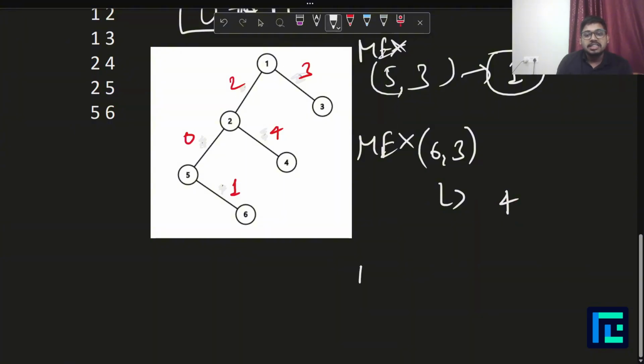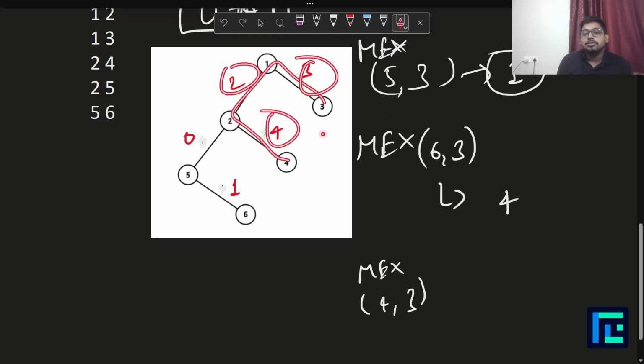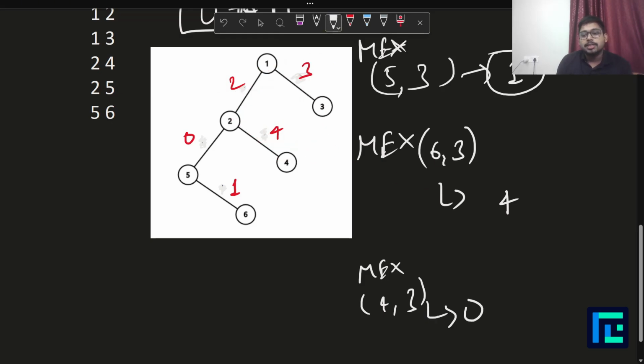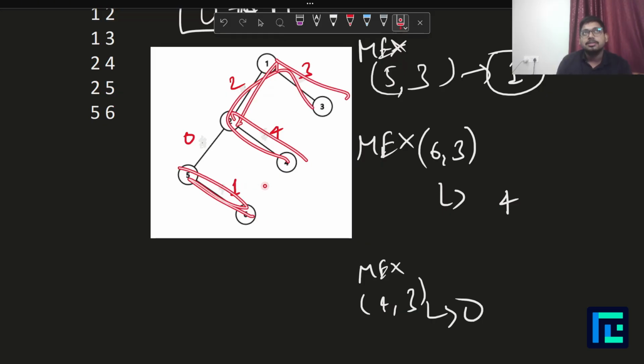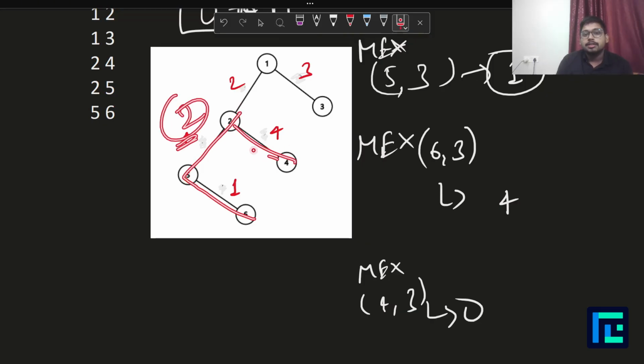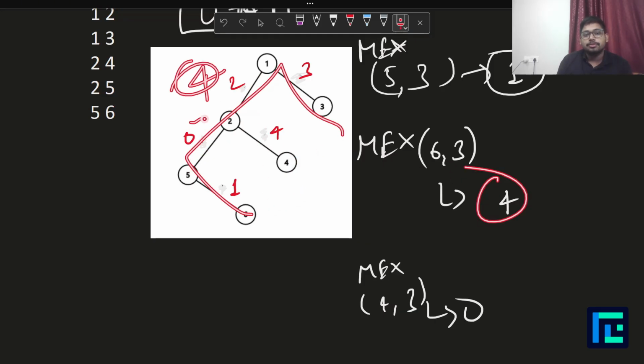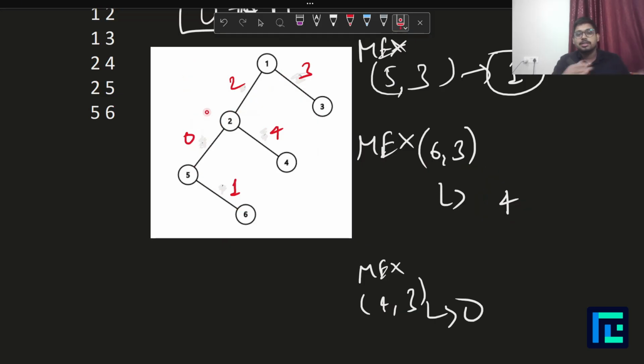If you take any other path, let's say 4 comma 3, in this path you will have 4, 2 and 3. So 0 is not present, so directly your MEX would be 0. In whichever path 0 is not present, for all those paths your MEX would be 0 anyway. For this path you have 1, 0 and 4, so MEX would be 2 here. For this path it was 0 already. For this longest path you had a MEX of 4. So considering all possible U, V, the largest MEX you are getting is 4.